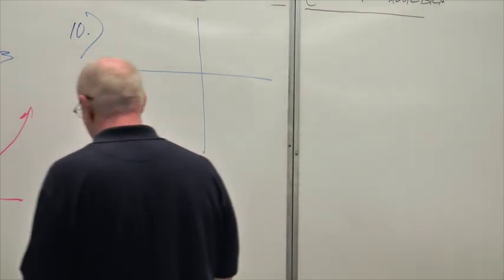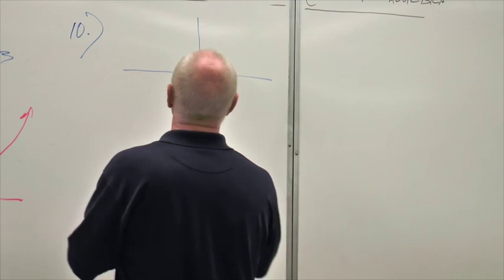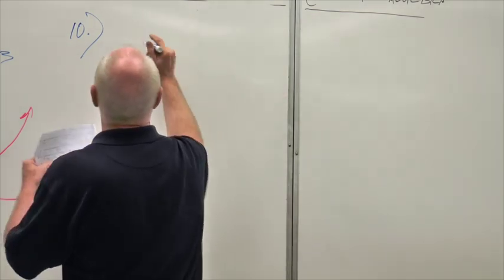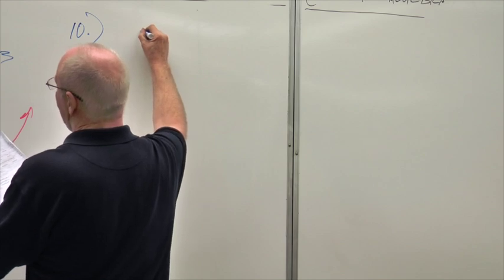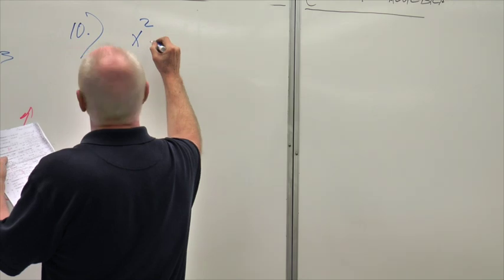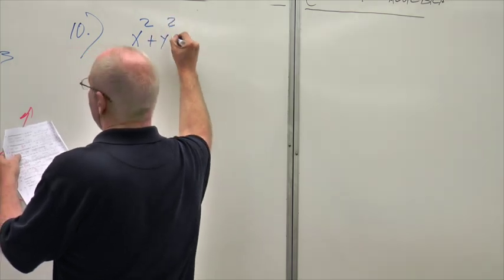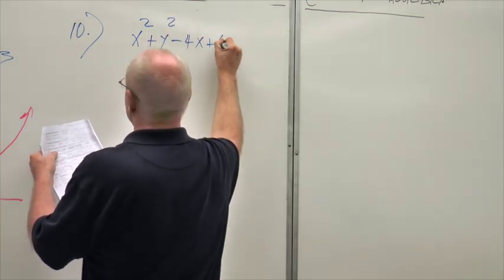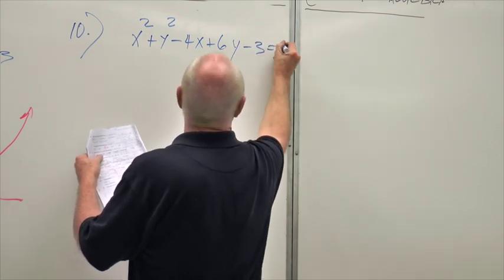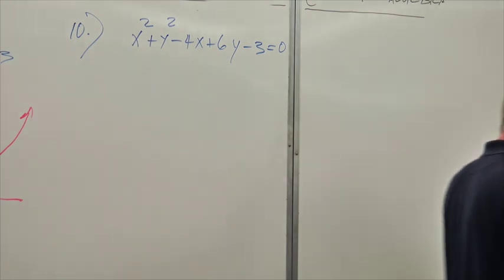Well, we'll get back. Let's think of the problem. This is the original, right? And I'll actually do this. I won't even draw it. This is the original problem. It's given in general form, x squared plus y squared minus 4x plus 6y minus 3 equals 0, right?